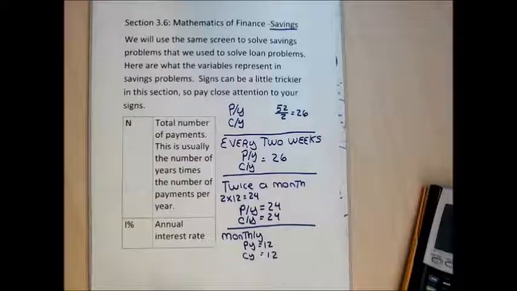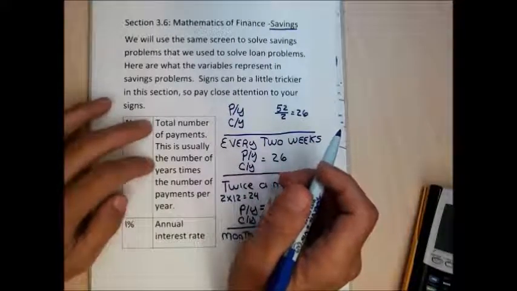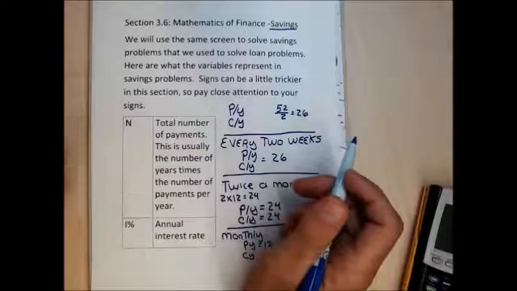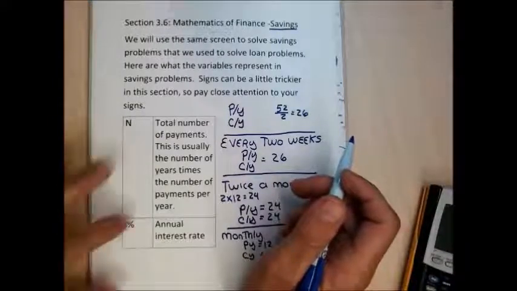We're going to use the same screen to solve savings problems as we did for loan problems, and we may have to think of the letters a little bit differently depending on the type of question being asked. The N's not so different. The N is the total number of payments. In the loan problems, it was usually the number of years times the number of payments per year. Like if I had a 5-year car loan with monthly payments, I'd multiply 5 times 12 and get 60 for my N.